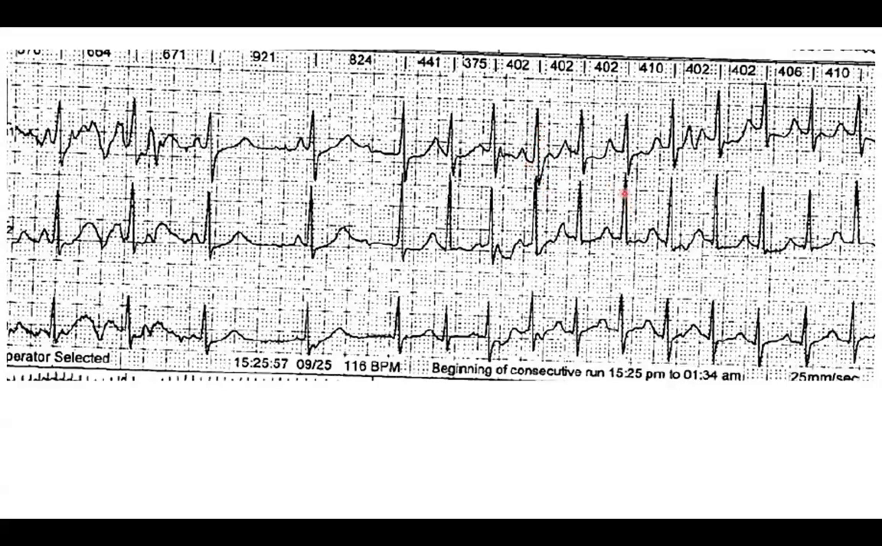I will remind you guys in a second here, but this is a short RP SVT that starts with a PAC with a long PR interval. So why am I stressing long PR and short RP? Because this is typical of AVNRT. So you have a PAC that blocks in the fast pathway, goes down the slow pathway, and then tachycardia starts with a short RP. Why is this?